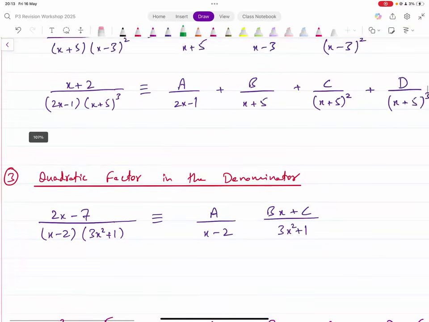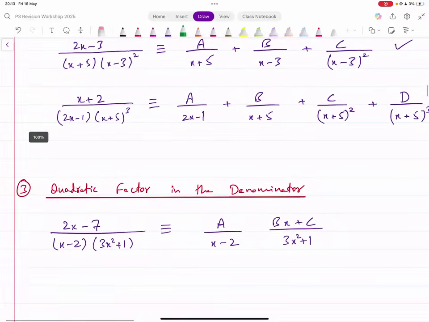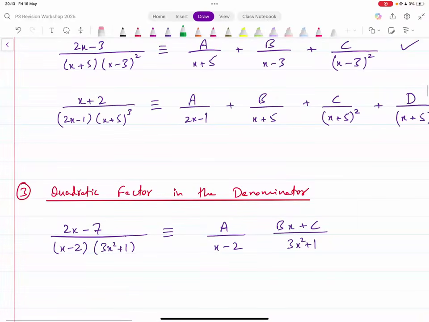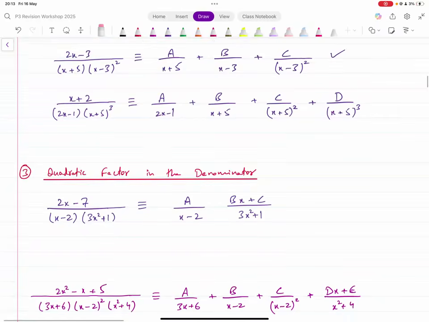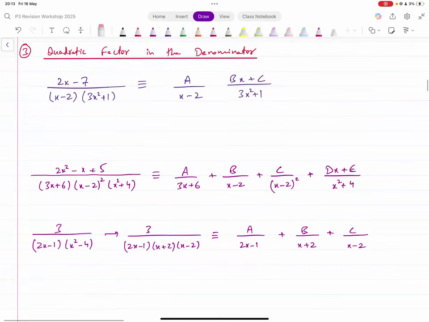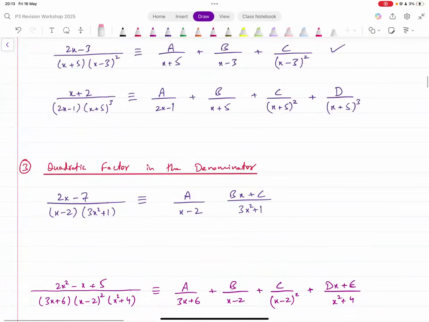The process will remain the same. We'll multiply this denominator on the right side. Then look at the brackets, what you can make 0, and input those values of x. We'll have a look at these examples later. But that's the idea. These are three different forms that you can have: non-repeated linear, repeated linear, quadratic factor.